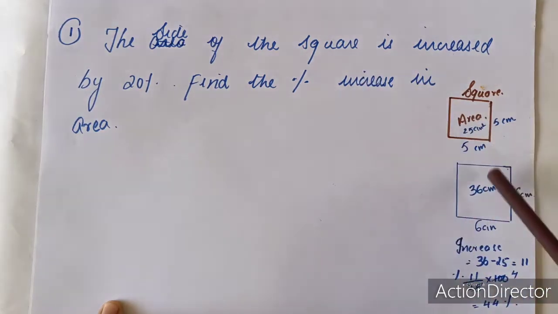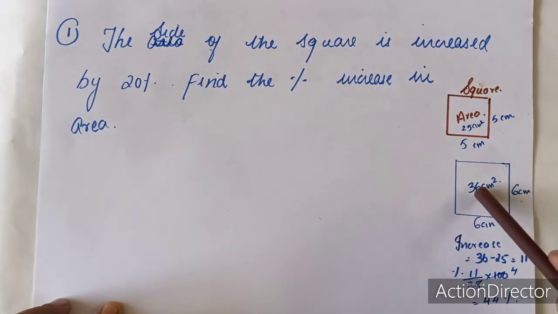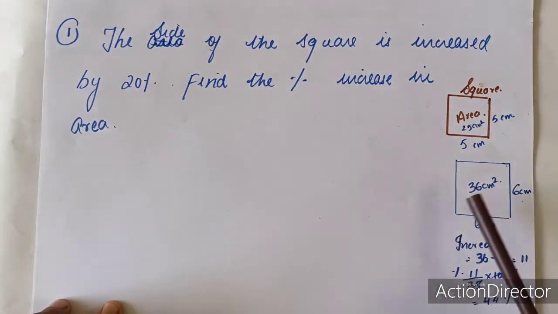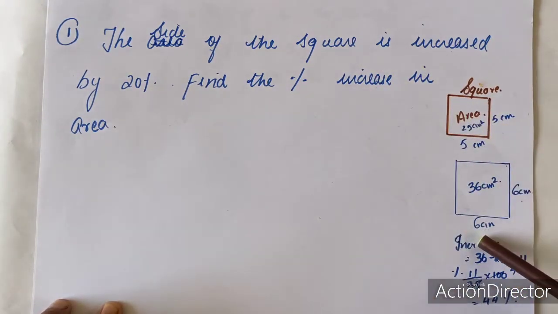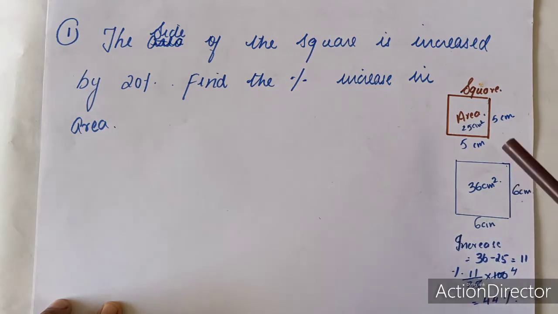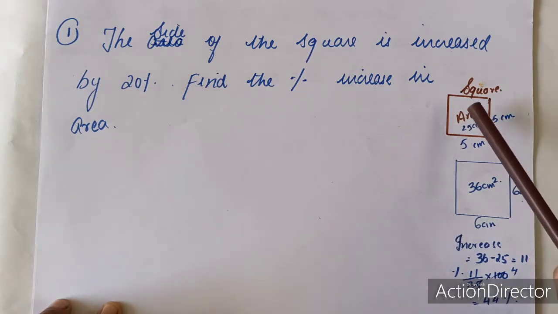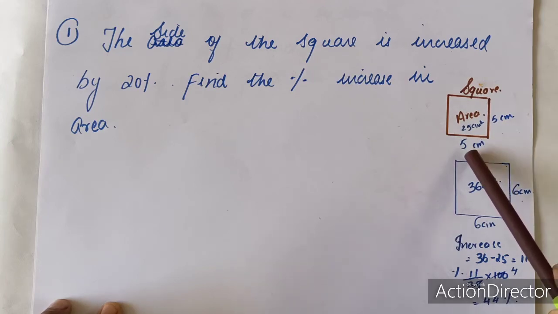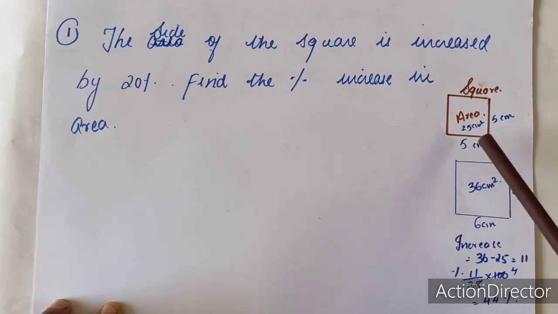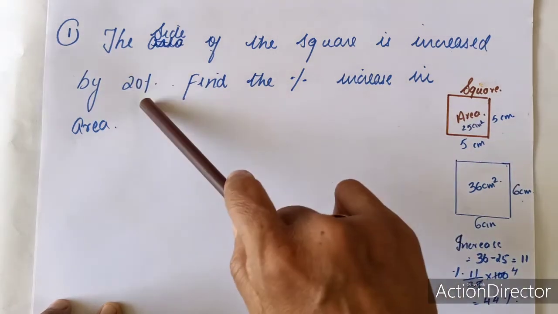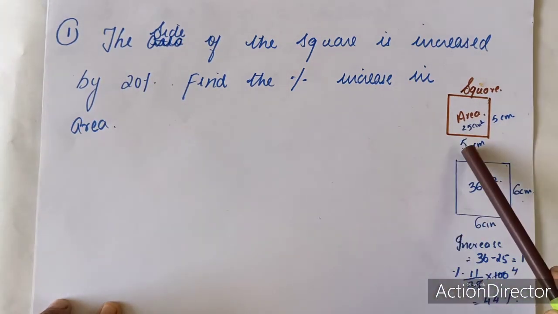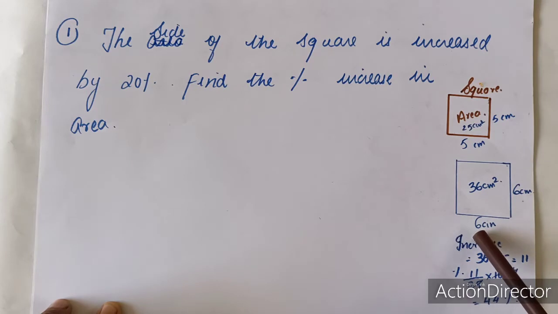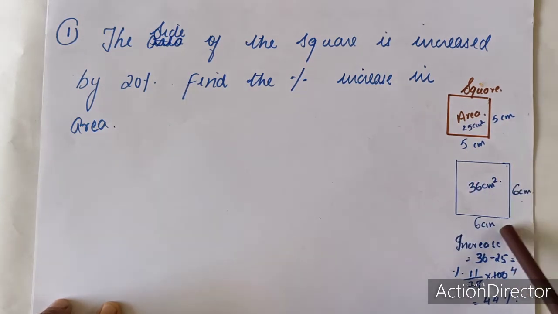I am explaining this through this figure just for your understanding. From the next sum onwards, I am going to do it directly. In order to understand the concept, I had drawn this figure. So let me explain again. Initially the side of the square is given as 5 centimeter. Now this side is increased by 20%. That means 20% of 5 will give me 1 centimeter. So 5 plus 1 will be increased to 6 centimeter. So the side of the new square is 6 centimeter.